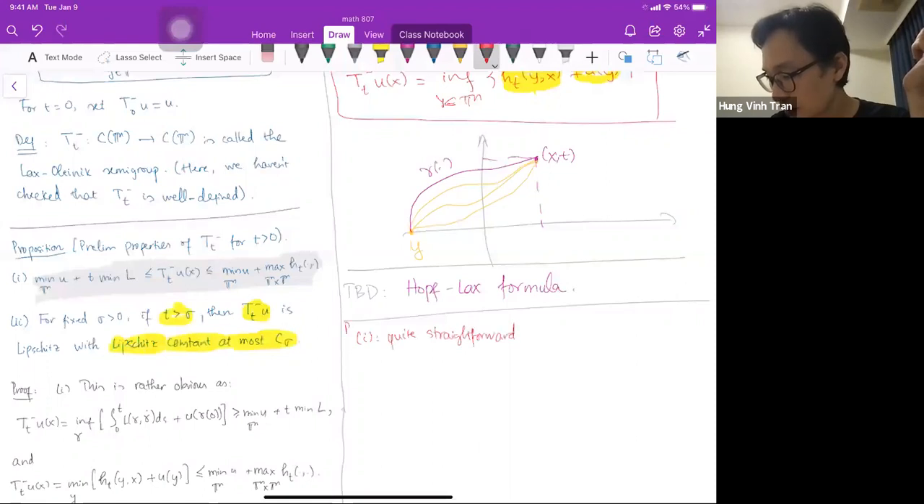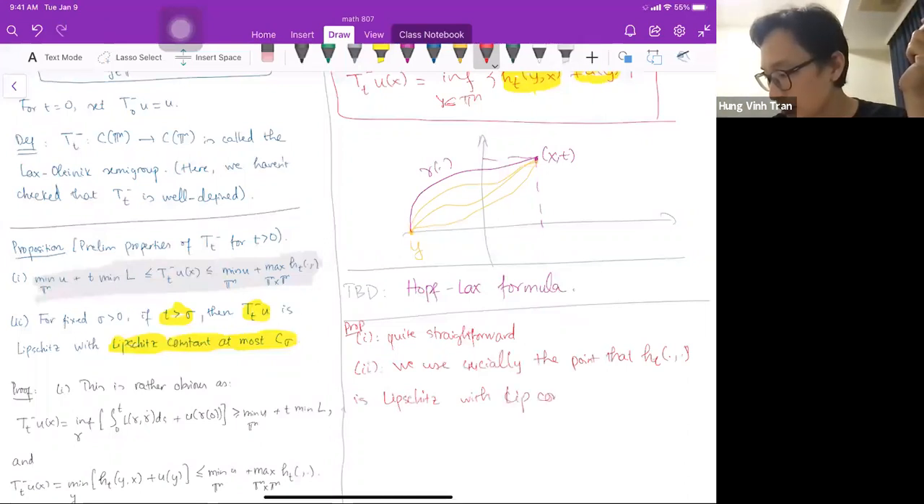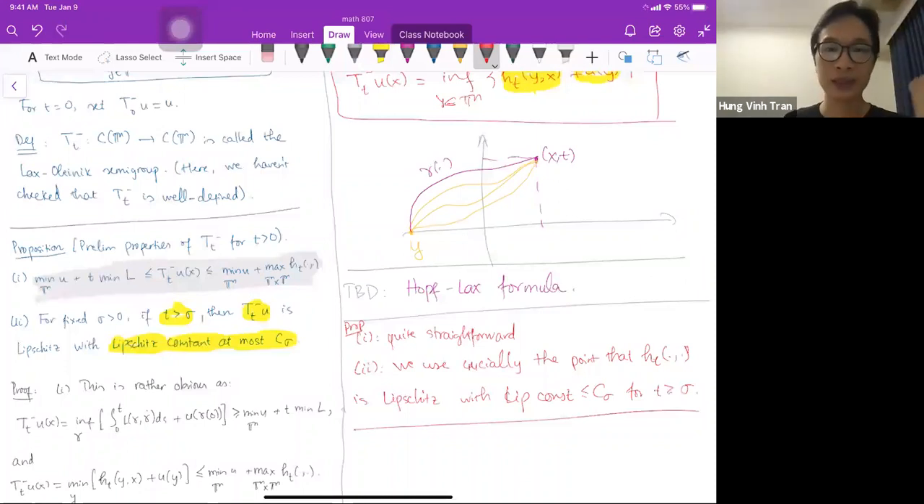Of the proposition. The second one is that we use crucially the point that the function h_t is Lipschitz, with Lipschitz constant at most c sigma for t greater than or equal to sigma. Okay, so that's the key point. I'm highlighting it right away. So let's do it.